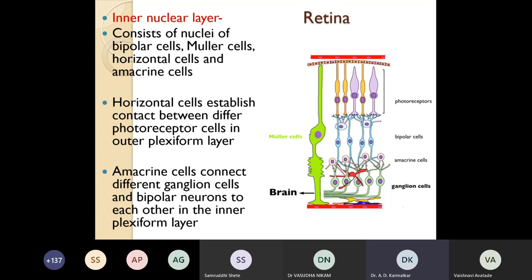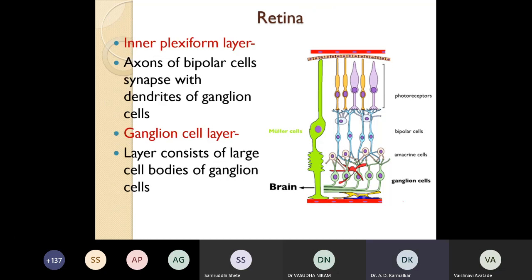Amacrine cells, which are present in the inner nuclear layer, connect the different bipolar and ganglionic cells, and will form the inner flexiform layer. So it is easy to remember what the inner flexiform layer is: the axons coming from the bipolar cells, and the dendrites going towards the ganglionic cells, along with the neurites of the amacrine cells. All these together will form the inner flexiform layer.